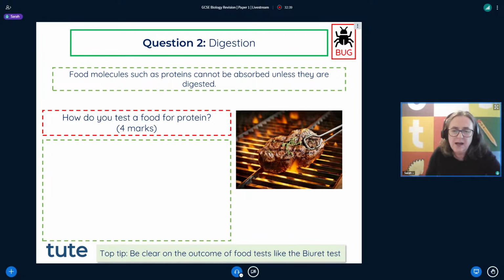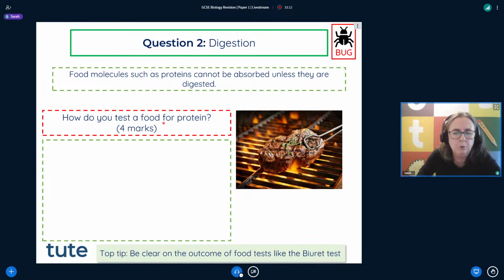Okay, so the next question is a bit different. It's saying, how do you test a food for protein? This is one of the required practicals. You need to be aware of the different food tests for proteins, carbohydrates, and fats, and also the different food tests for starch and sugar. If you're not sure of those, that's something you might want to check out this evening, because those food tests quite often come up. But the one we're interested in here is protein.